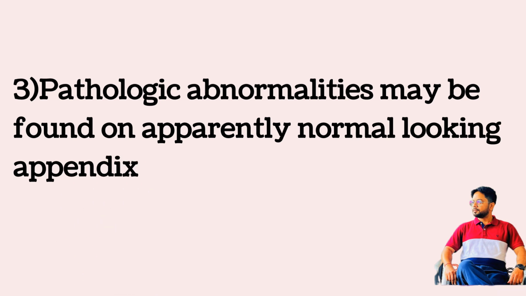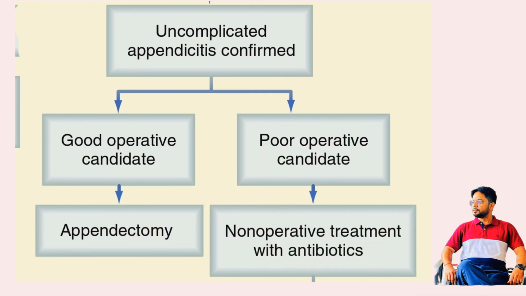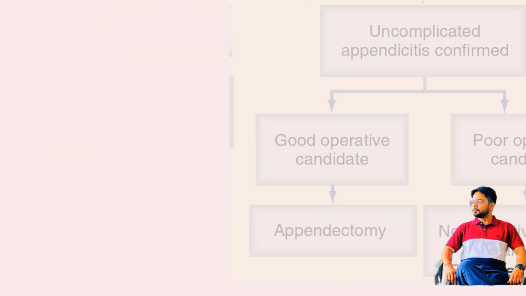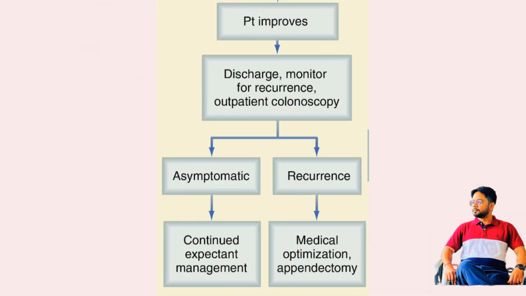If the patient is confirmed with uncomplicated appendicitis and has poor operative condition, then the patient should be managed with non-operative treatment with antibiotics. If the condition of the patient improves with treatment, then the patient should be discharged, monitored for recurrence and advised outpatient colonoscopy. If the patient remains asymptomatic, then expectant management should be continued. But if the patient develops recurrent appendicitis, then medical optimization should be done, followed by appendectomy.